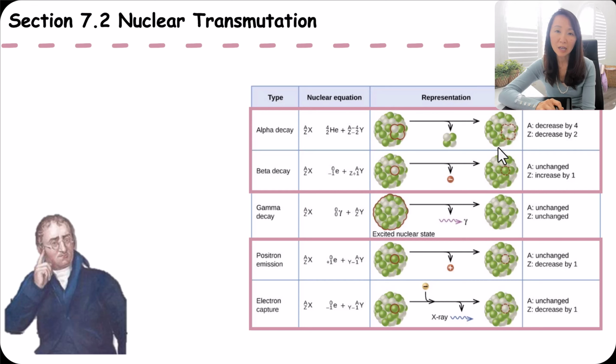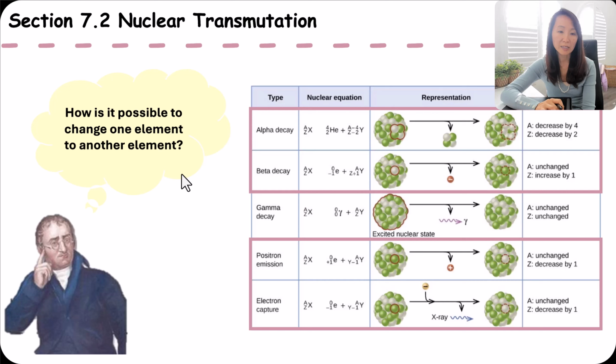And whether that's a proton becoming a neutron or a neutron becoming a proton, it is inside the nucleus that causes the change. So in other words, if Dalton were to ask, how is it possible to change one element to another element? The answer is through nuclear reaction.